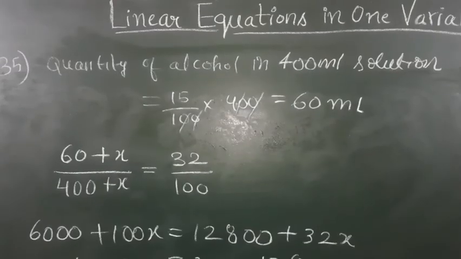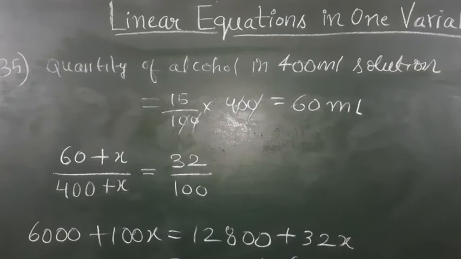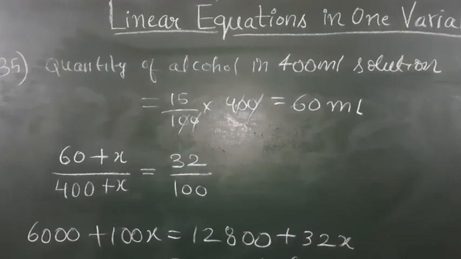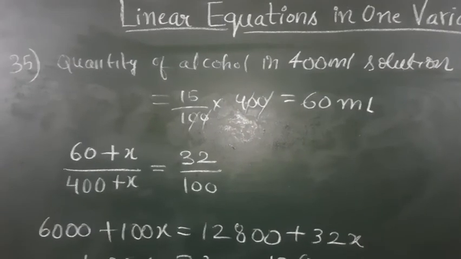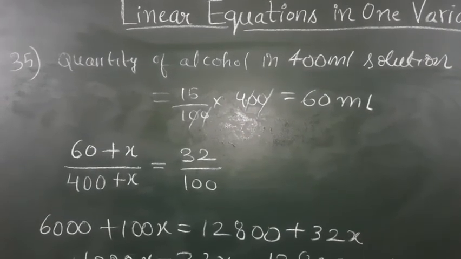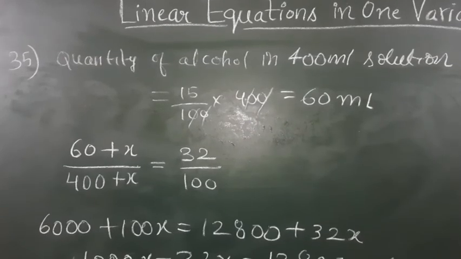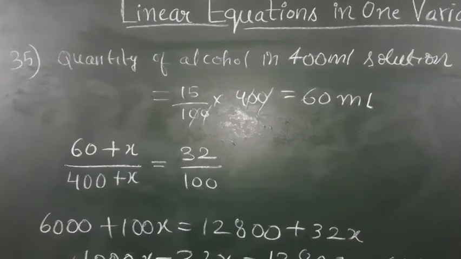That is, we have 400 ml of a 15% solution, a 15% solution, and in it how much pure alcohol do we have to add so that the strength is 32%. So let's solve this question, students. Now students, you can see the solution of the question. So the total quantity of alcohol in 400 milliliter solution. Now the 400 milliliter solution has only 15% alcohol, so to find how much alcohol that is, what will you do, 15% of 400. So that is 15 upon 100 multiplied by 400.